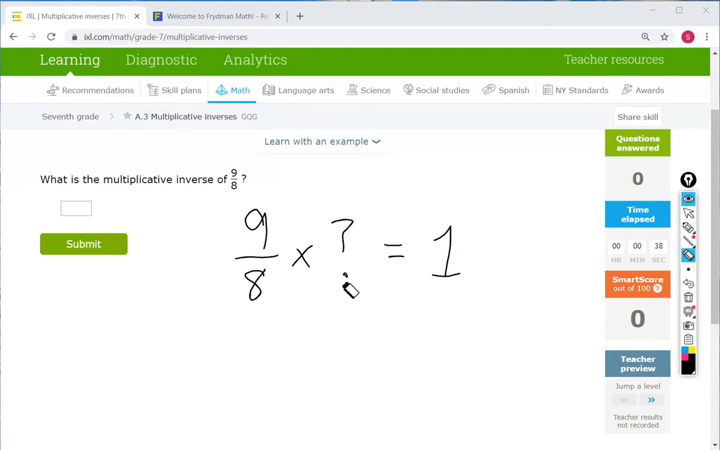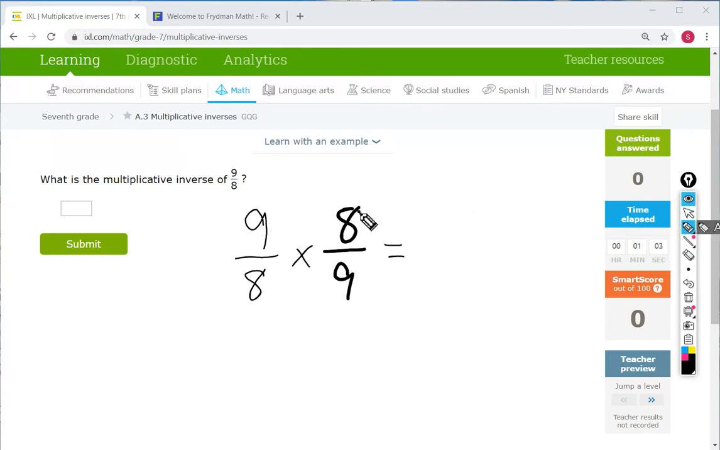And the answer is pretty simple. It would just be the reciprocal of 9/8. So I put the numerator in the denominator, and I put the denominator in the numerator. So 9/8 times 8/9 is equal to 1. It might not look like it's equal to 1, but let's just see.